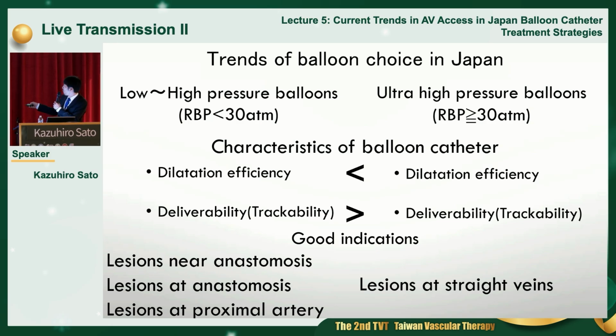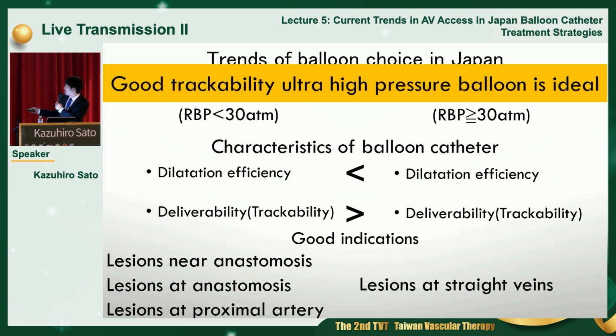So when we choose ultra high pressure balloons, we can't dilate the regions near the anastomosis, or regions at the anastomosis or proximal artery. So in that case, we will choose low and high pressure balloons, whose deliverability is better. But then we maybe cannot dilate the stenosis completely. So that is a trouble in Japan. So the good trackability ultra high pressure balloon is ideal in Japan.